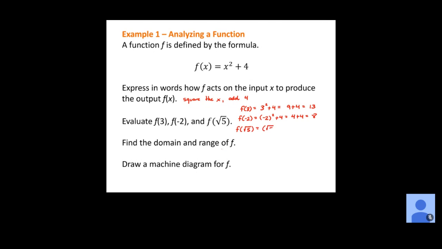So I'm going to take the square root of 5, I'm going to square it, and then I'm going to add 4. What's the square root of 5 squared? 5, right? So the square root and the square would cancel each other out. It's going to leave us with 5 plus 4, which would give us what? Perfect. Okay, so f of square root of 5 is equal to 9 now. Any questions on evaluating any of those values now?